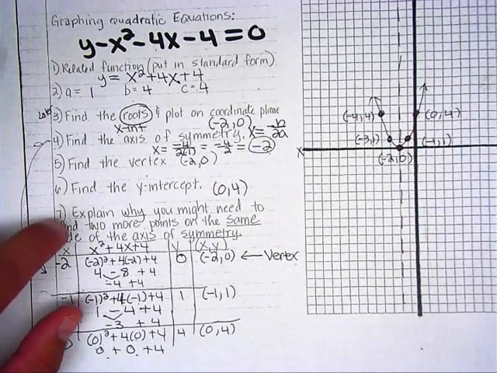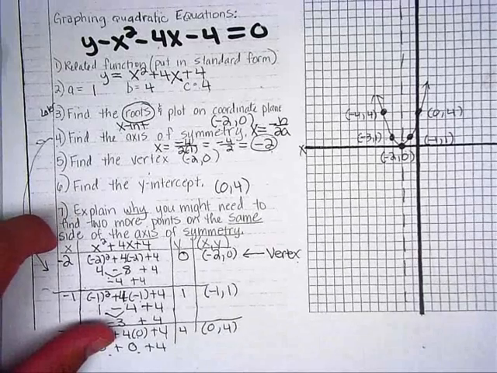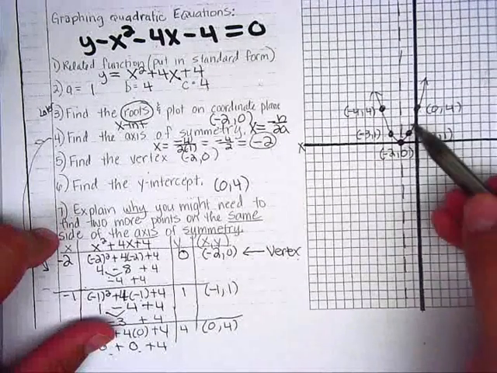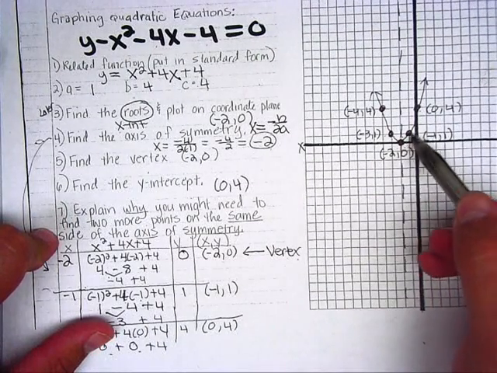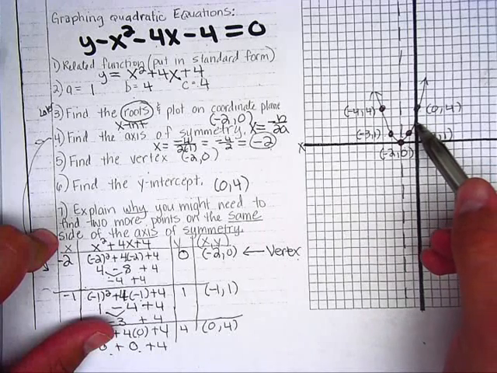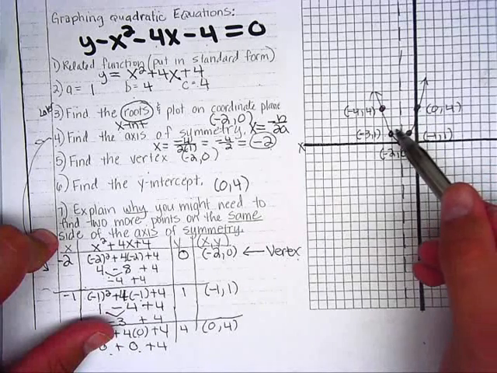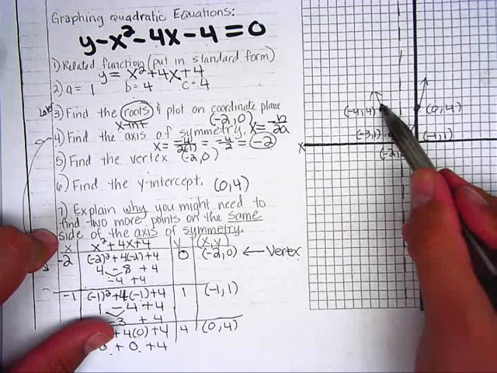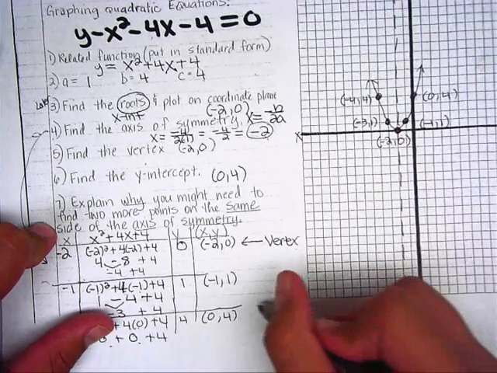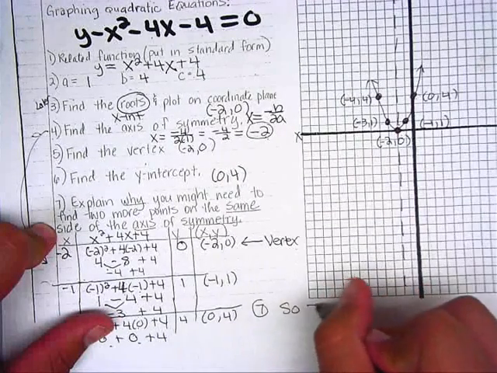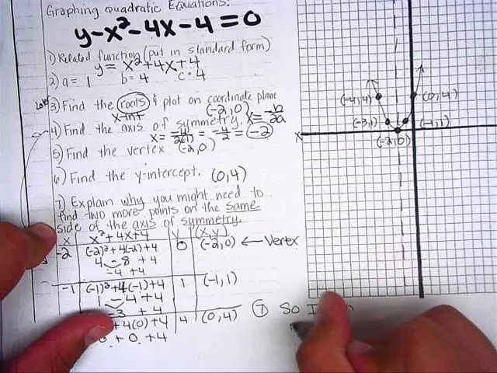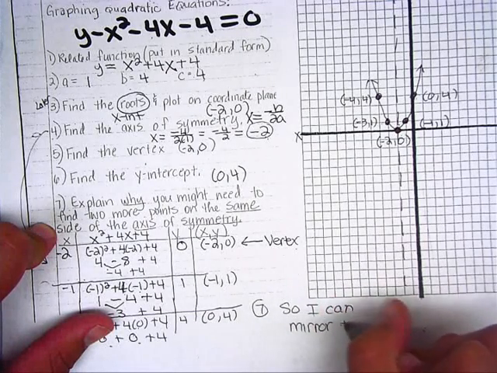Final question. Explain why you might need to find two more points on the same side of the axis of symmetry. Well, if I find 2 more points on the same side, that's how I can mirror it and find the other side. So the answer to question 7 is so I can mirror the points.